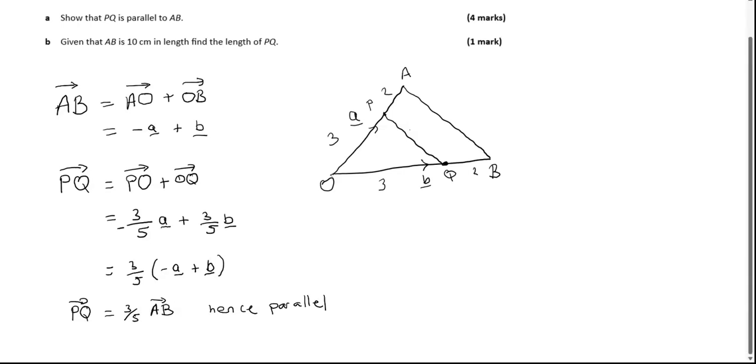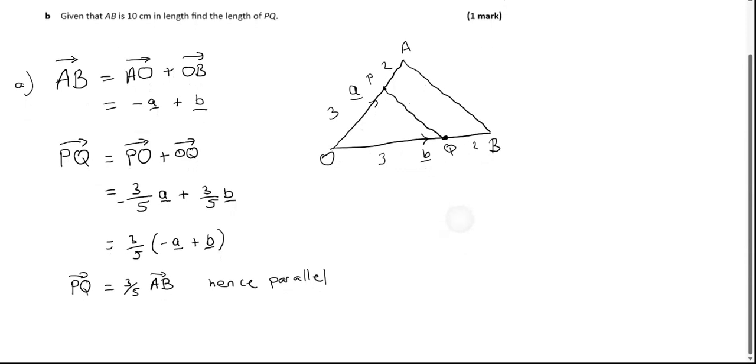And the last part says, that was part a, and then part b says that given that A to B is 10 centimeters in length, find the length of P to Q. Well, we've just shown that P to Q is 3/5 of A to B, and that carries through on the magnitude side. So the magnitude of P to Q is going to be 3/5 of the magnitude of A to B. And so therefore it's 3/5 of 10, which is just 6 centimeters.